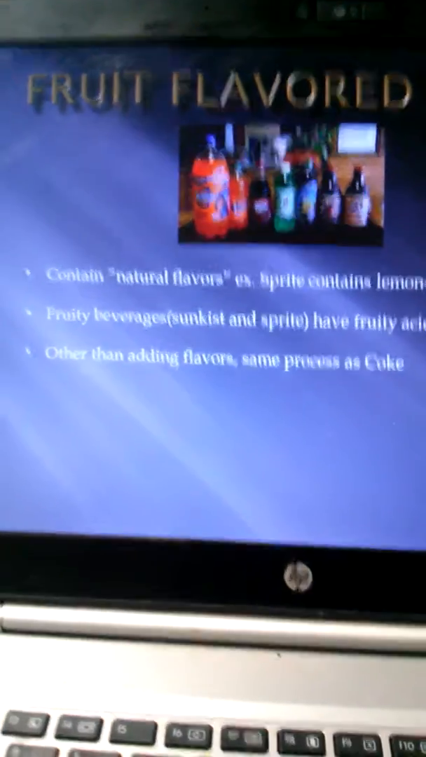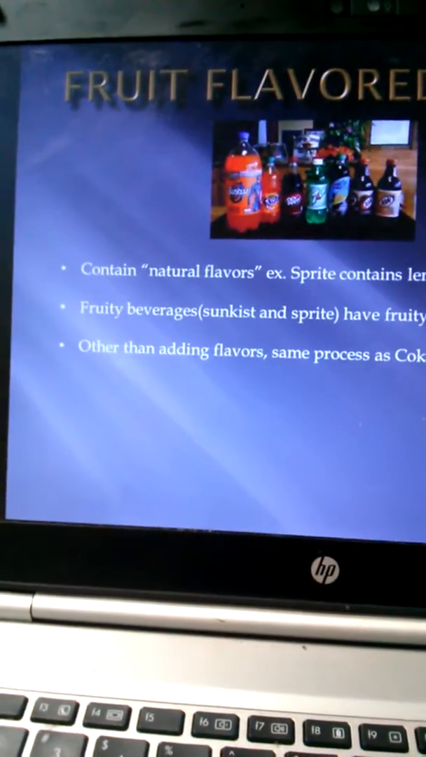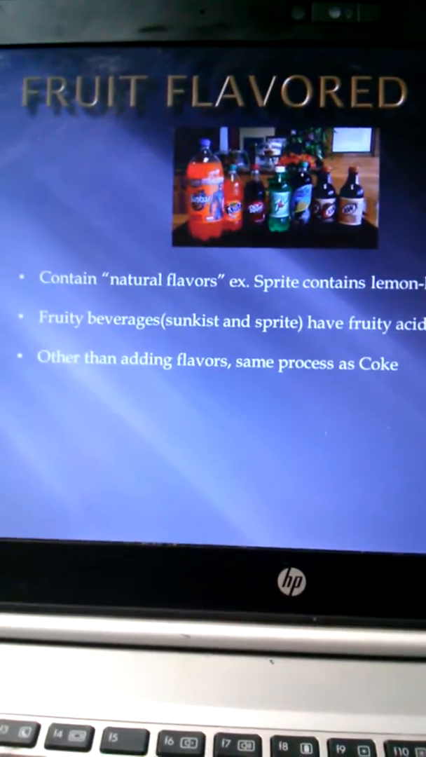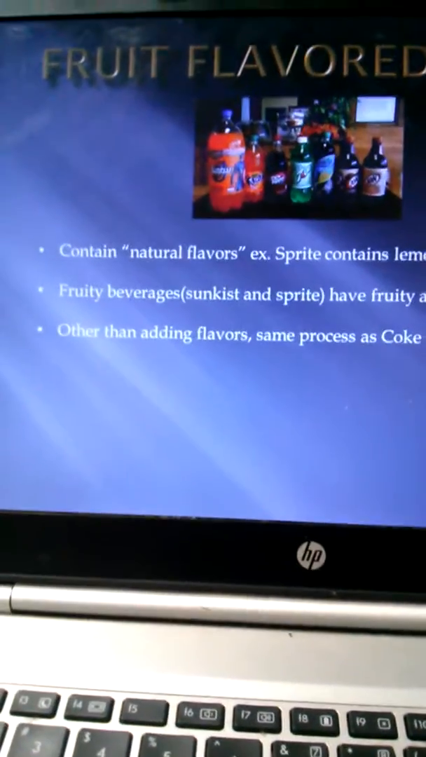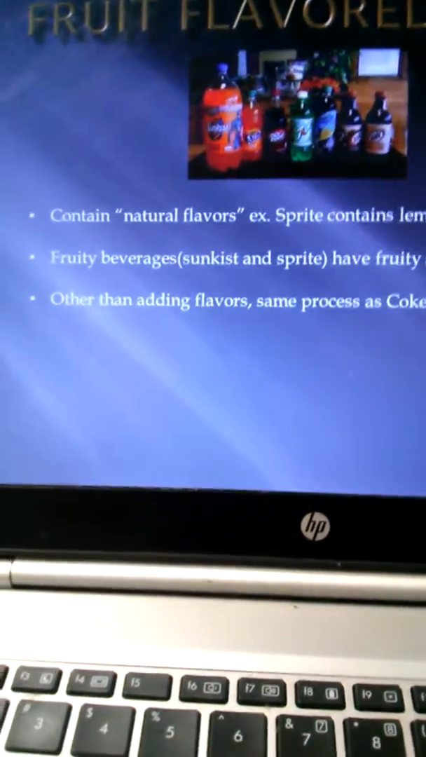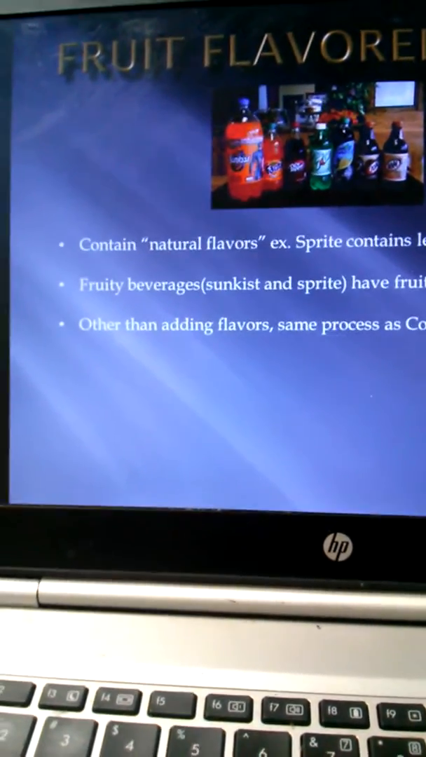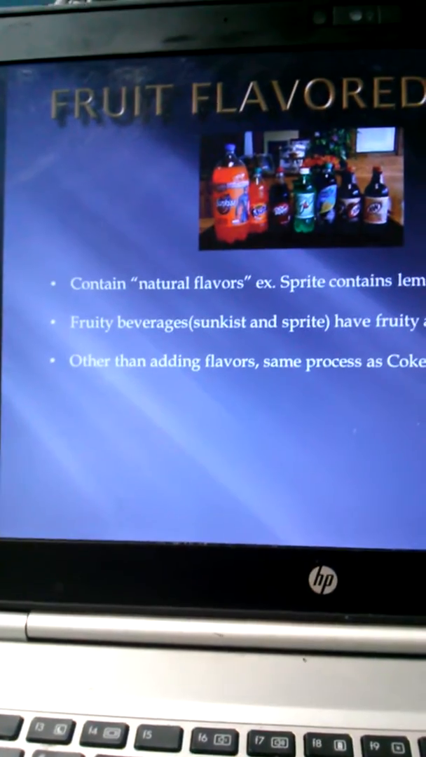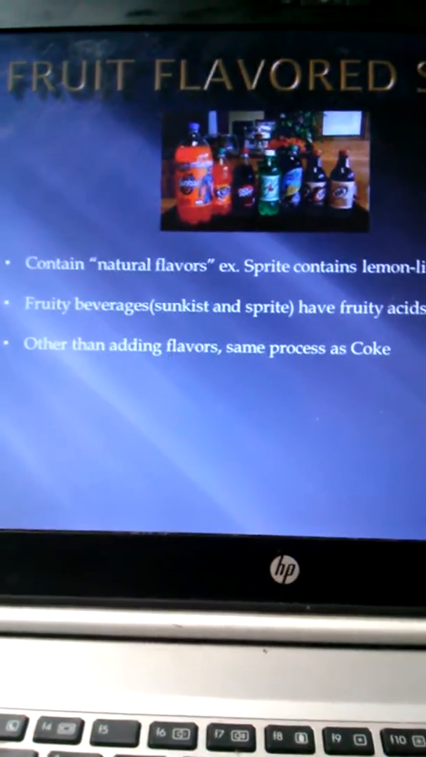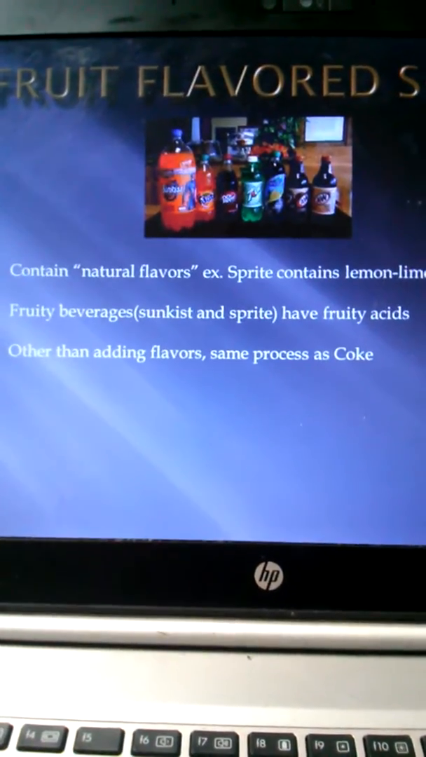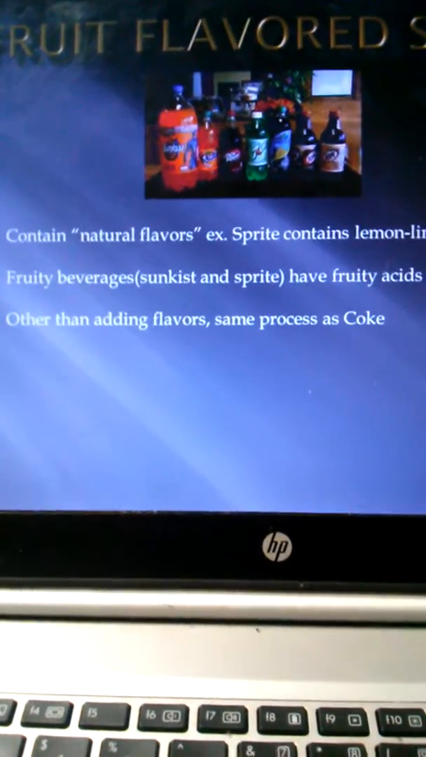So fruit flavored sodas, as we mentioned above, the caramelization is how we get colors in cola. But what about beverages like Sunkist, Fanta, 7-Up, Sprite? Well, the reason they're made is because of fruity acids, which are also mixed in with the syrup: citric acid, malic acid, and it also contains a lot of natural flavors. It goes under the same process.